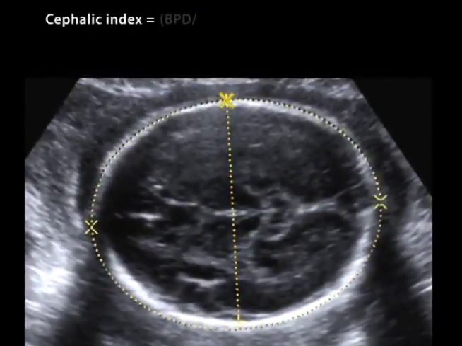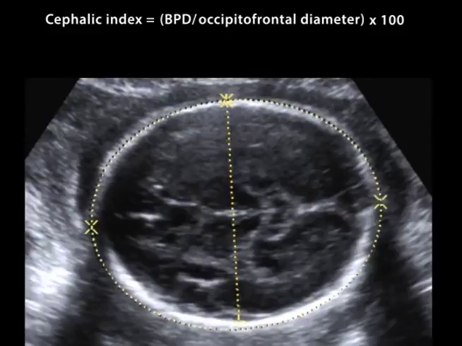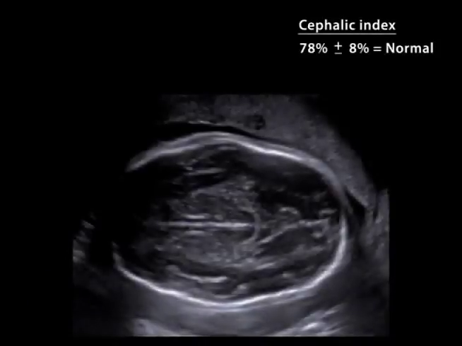The cephalic index is the biparietal diameter divided by the occipitofrontal diameter times 100. The occipitofrontal diameter is measured from the occiput to the frontal bone. A normal cephalic index is 78%, plus or minus 8%. A cephalic index below the normal range indicates dolichocephaly, shown here.